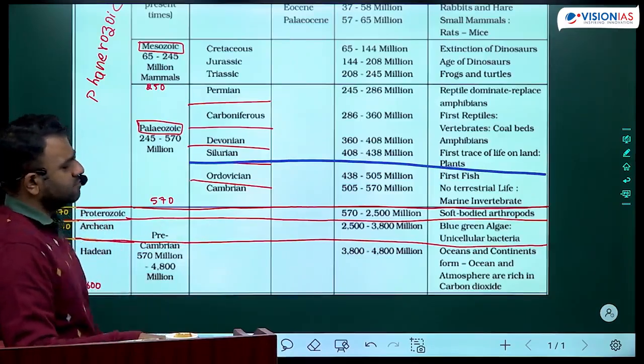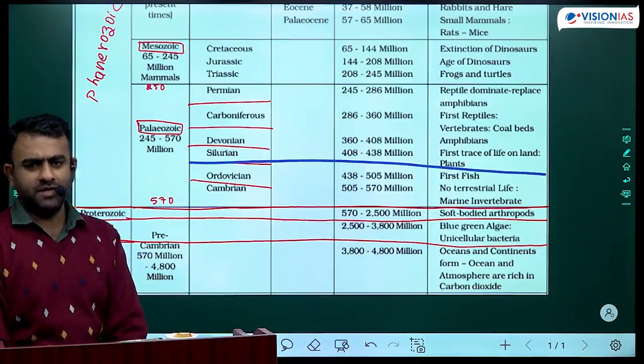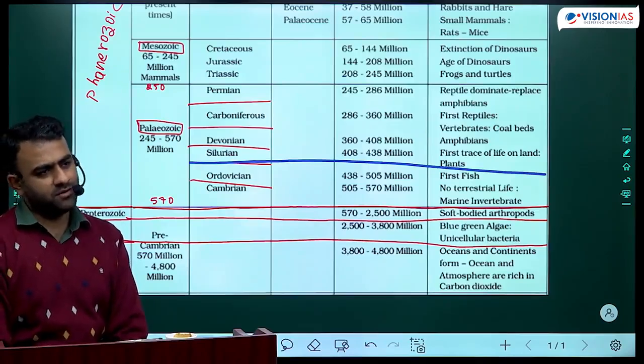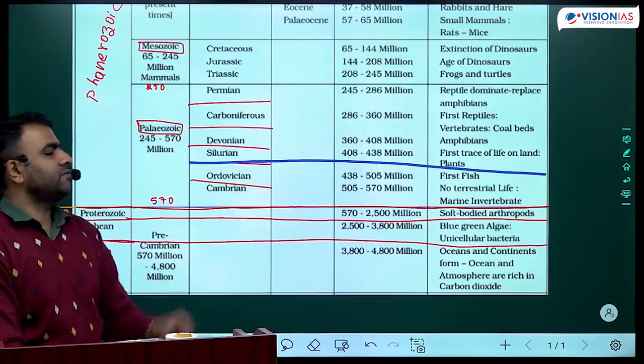However, many of these groups will survive. Corals survive. Some of the corals will survive and they evolve. Insects survive and they evolve. Fish survives and they evolve. That is the time of Silurian.